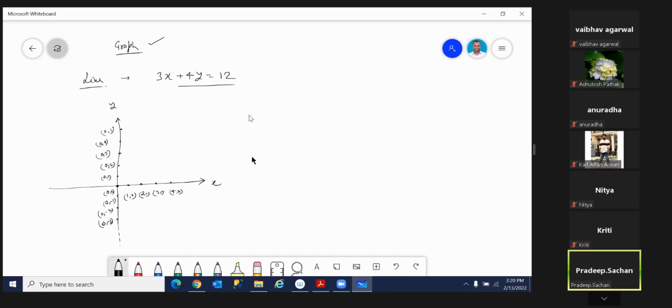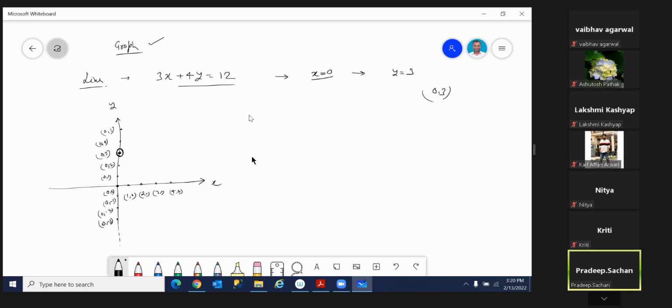Now, if I want to draw this line, 3x plus 4y is equal to 12, in my xy plane, how to draw? So what you do, you always put x equal to 0 in the equation first, and you will get the y coordinate. When I put x equal to 0, you will get y equal to 3, meaning (0, 3) will lie on this line. So where is (0, 3)? This is my (0, 3). The one point I got to draw the line.